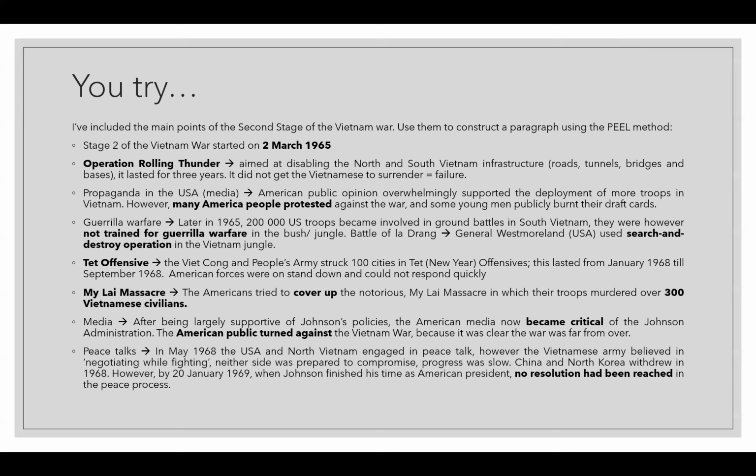And it started with Operation Rolling Thunder, which was aimed at disabling the North and South Vietnamese infrastructure, such as roads, tunnels, bridges, and bases. We need to mention that it lasted for 3 years, but even though it lasted so long, it did not get the Vietnamese to surrender. Therefore, the tactic was a failure.